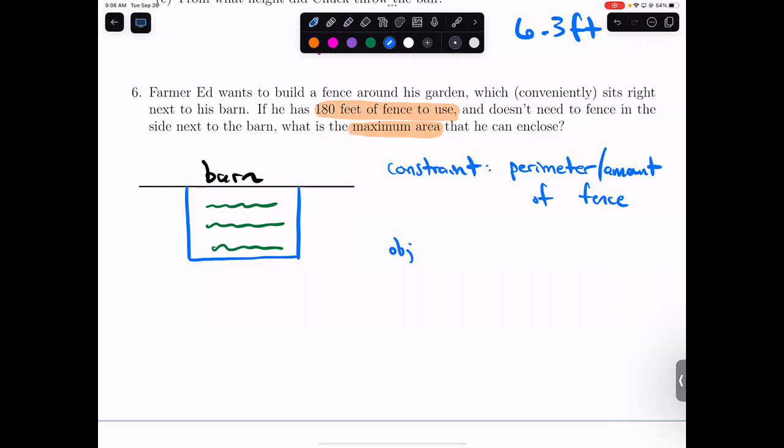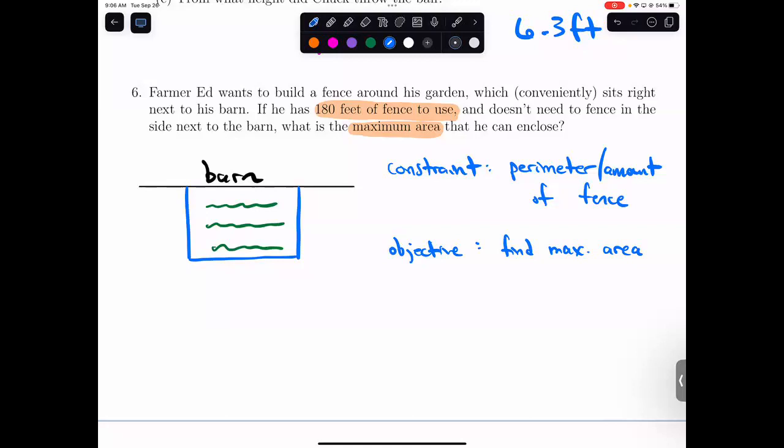And then there's the objective, which is to find the maximum area. Okay. There's not a whole lot of stuff that, just at face value, in this paragraph looks like a math problem, though, which means we have to find it. We have to set it up.